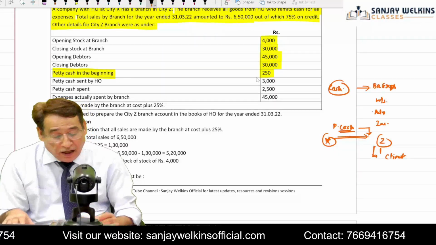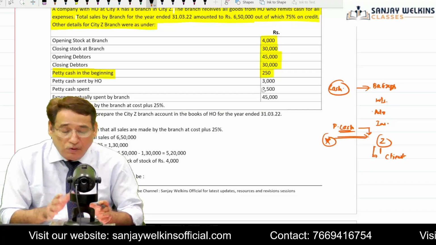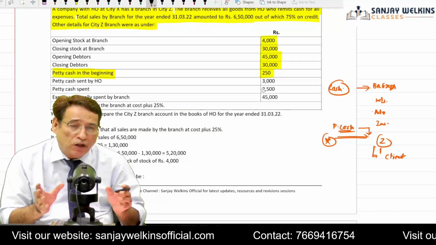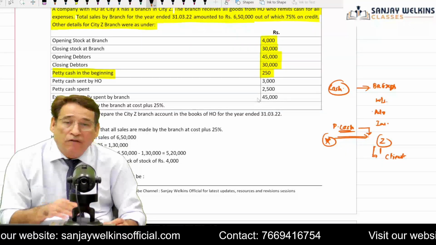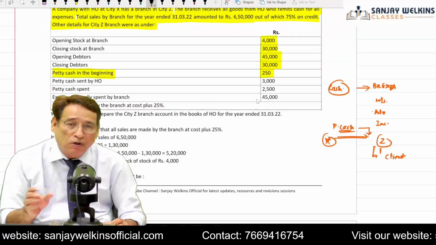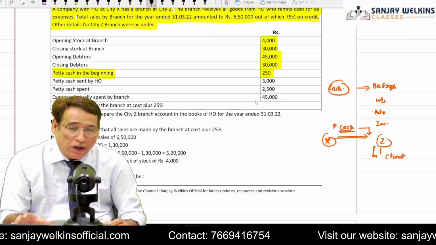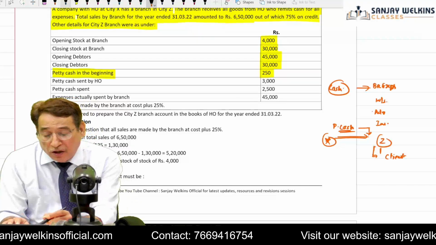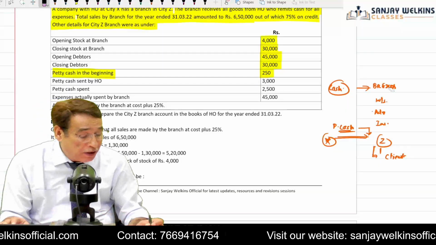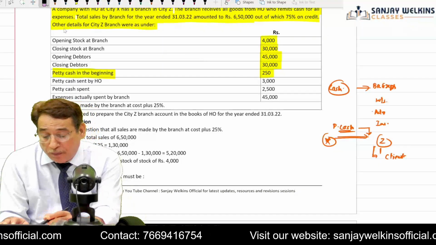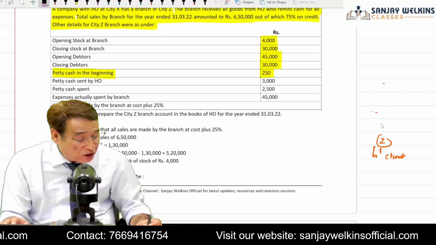So petty cash in the beginning. Remember one thing, petty cash is a real account. And I've already told you under the debtor system, head office with respect to branch is preparing only the branch account and the debtors account. We are not preparing any other real account or nominal account. It's a real account, but we are not going to prepare it separately. So petty cash in the beginning with the branch is there. Of course, it is given in the beginning. So when we write opening balances, later on, I will have to write it on the debit side of the branch account, no doubt about that.